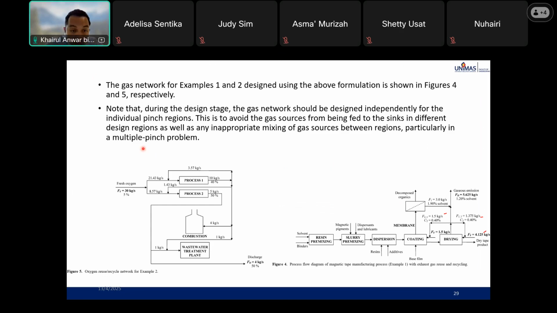Okay. So yeah, although this is the pinch, the stream is recycled to process one, process two, going to the combustion directly, and some of it goes to the wastewater treatment. We got the process two straight to the discharge, the wastewater treatment discharge unit.